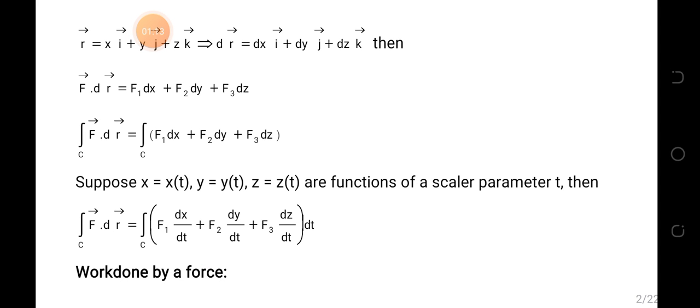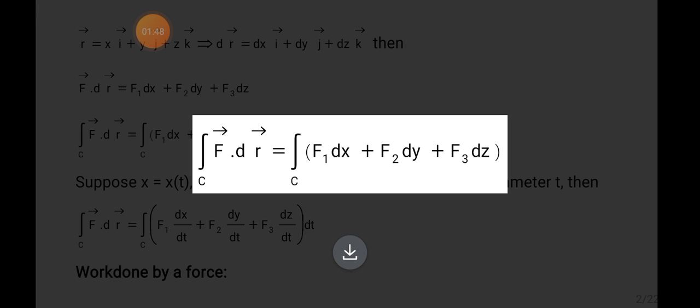Now we do the calculation: f vector dot dr vector is the formula for the line integral. So you take the dot product of f and dr, and finally you get f1 dx plus f2 dy plus f3 dz. When we take the dot product of the two vectors, you get the value without the i vector, j vector, and k vector components. Now, taking the integral on both sides, you get integral over C f vector dot dr vector equal to integral over C f1 dx plus f2 dy plus f3 dz.